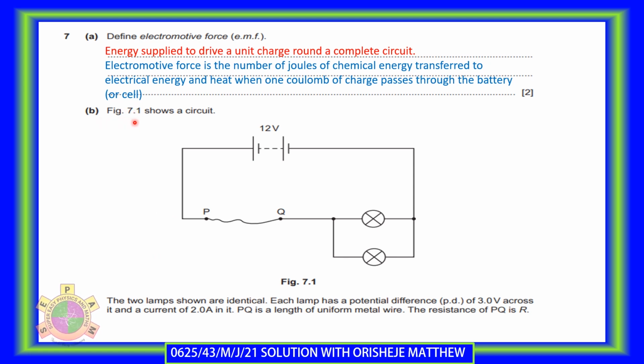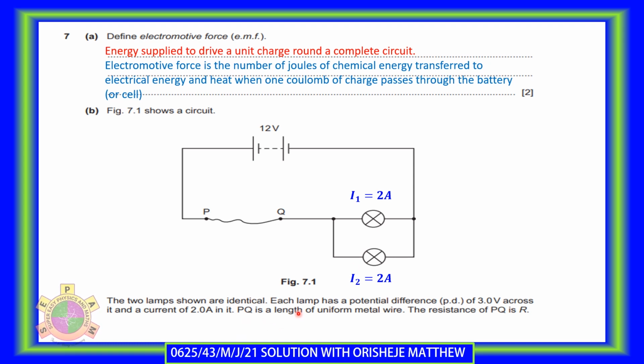7b. Figure 7.1 shows a circuit. The 2 lamps shown are identical. So you have lamp 1, lamp 2. Each lamp has a potential difference of 3 volts across it and a current of 2 ampere in it. So a current of 2 ampere will flow through lamp 1, and a current of 2 amperes will flow through lamp 2. And the PD across the 2 lamps is 3 volts. What you should remember about this question is that when resistors are connected in parallel, the PD across them is equal. So the PD across lamp 2 is 3 volts, and the PD across lamp 1 is 3 volts.